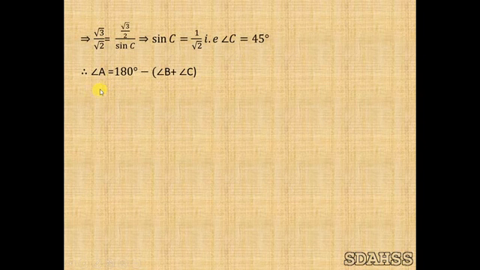Next we want to find angle A. Angle A is equal to 180 minus (angle B plus angle C), which is equal to 180 minus, here angle B is 60 degrees plus angle C is 45 degrees. If you add, you will get 105. 180 minus 105 equal to 75 degrees.